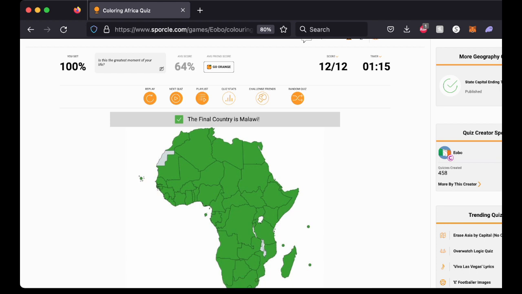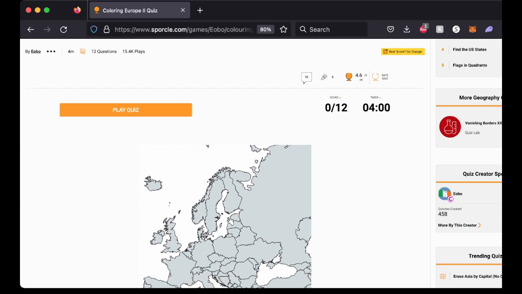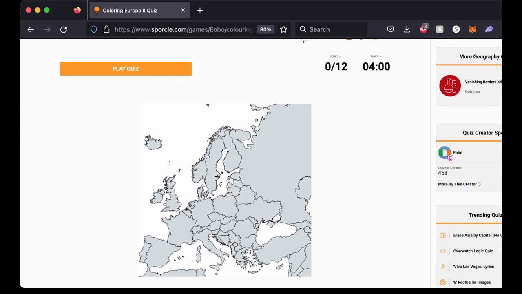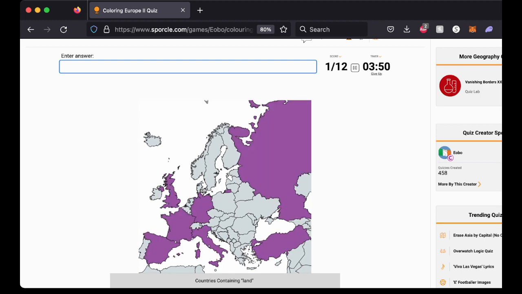Okay, so we got 12 out of 12, so I'm off to a good start. Now we'll head north to Europe. Okay, so now we'll do a similar quiz, except this time we're in Europe. I have to answer the questions correctly here. Alright, see how it goes. Top 7 countries by population. So I think Russia has the largest population, so I'll say Russia. Countries containing land. Well, there's Poland.